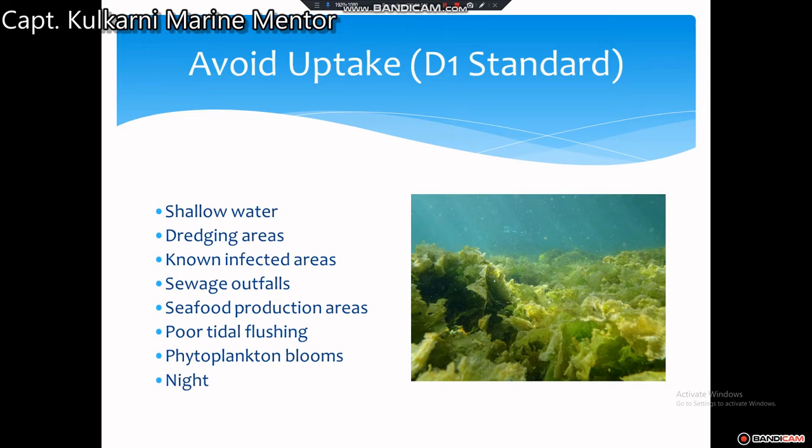Okay. When phytoplankton blooms at night, especially, you can see a lot of phytoplankton. You are not supposed to do it at night. We cannot see, so avoid doing it at night. This is what it says.